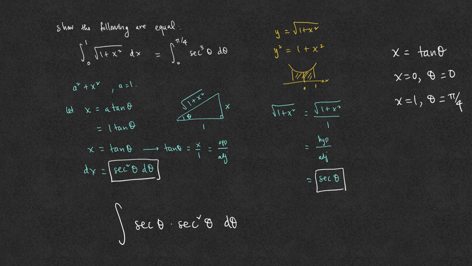So the lower limit of integration is theta equals 0, and the upper limit of integration is pi over 4. Rewriting this, we have the integral from 0 to pi over 4 of secant cubed theta d theta, which shows that the first integral equals the second integral, and that is what we need to show.